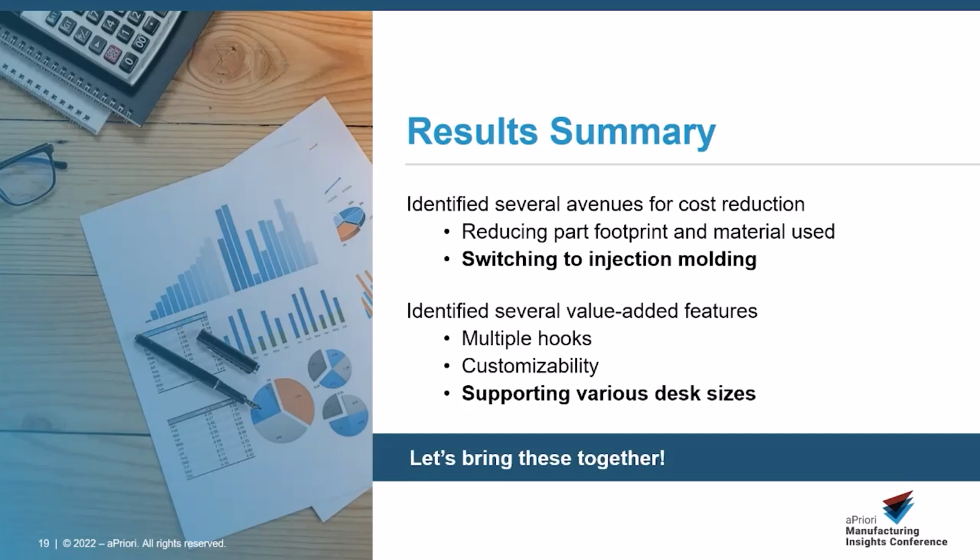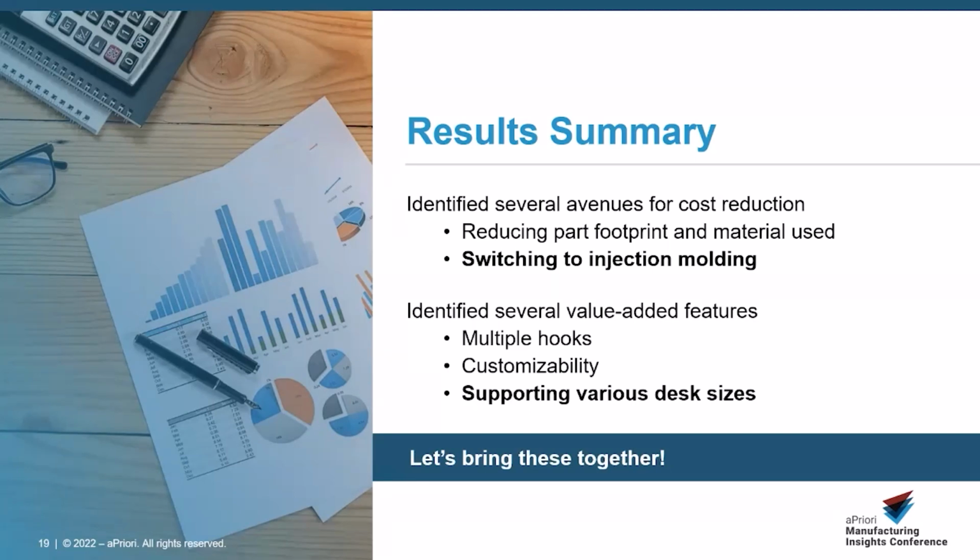We saw from the design-to-cost focused iterations that we can, of course, reduce costs through shrinking the part footprint to reduce material used, but the largest reduction in cost came from the material change and switching to injection molding, which, as we saw, would likely require some design updates to make the design compatible with injection molding.